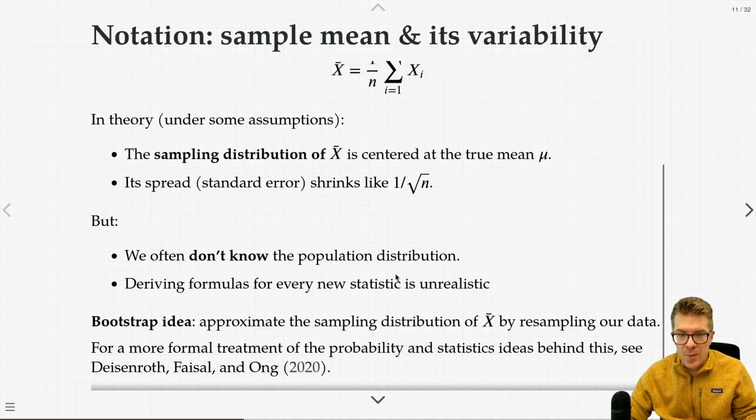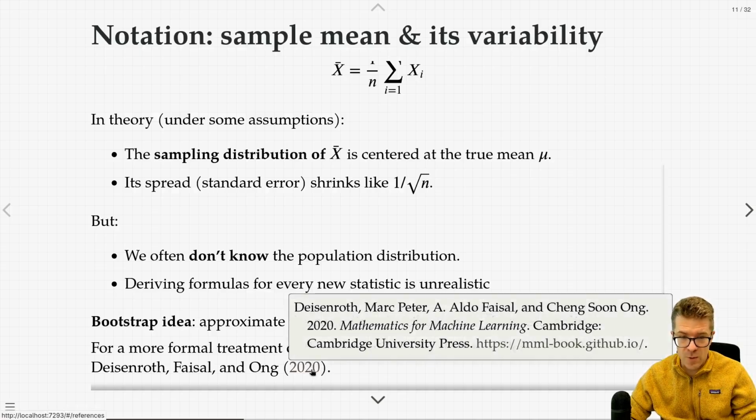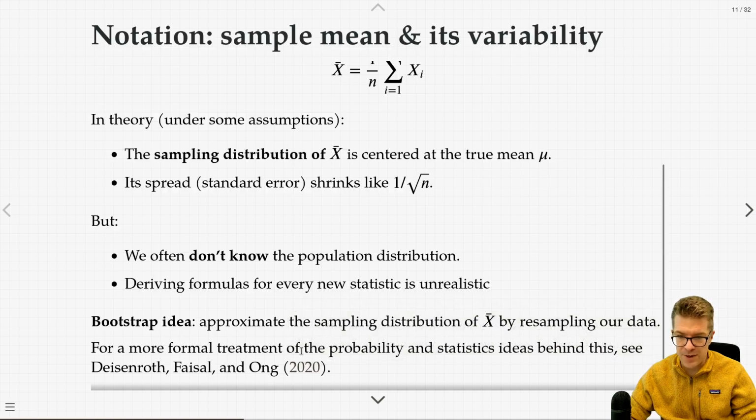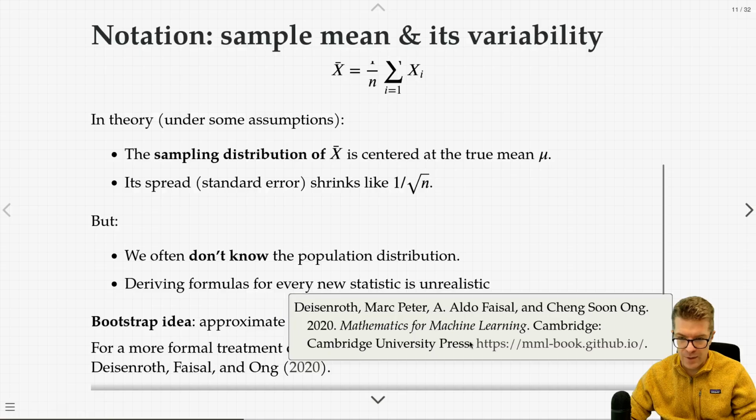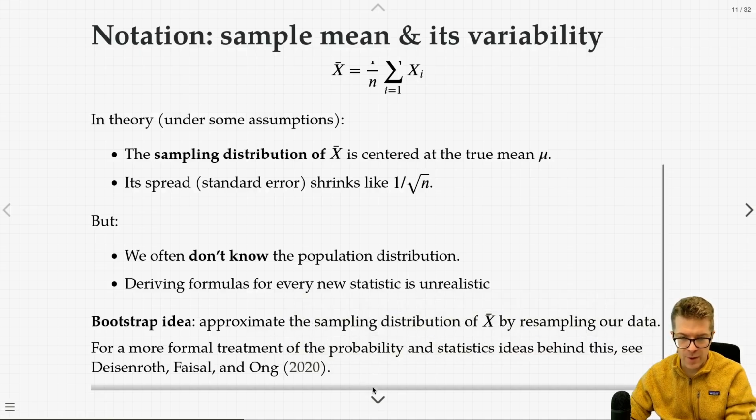Because we don't actually know the population distribution, we only have a certain sample for a particular day, and because we're deriving formulas for every new statistic, this might not be realistic. The idea of bootstrapping is to just approximate the sampling distribution of x bar by resampling our data in the way that we showed on a previous slide with that graph. For those interested, there's a formal treatment of the probability and statistics behind this, so go ahead and read this free book, Mathematics for Machine Learning, if you're so inclined.